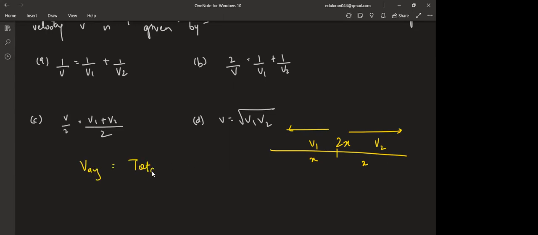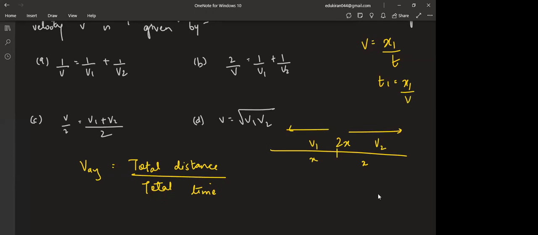Always remember, this is total distance by total time. So here I do not have time, but I know velocity is equal to distance by time. So what can I write for time? Time 1, t1, will be x1 by v1. Similarly, t2 will be x2 by v2, right? And since we know x are equal, so what we can do?